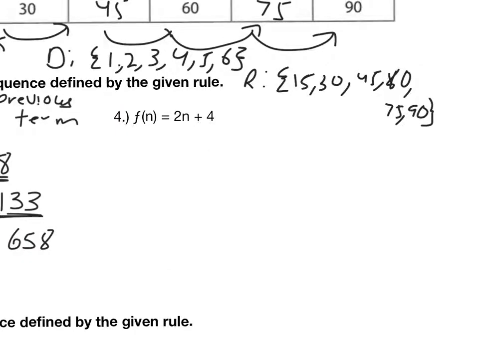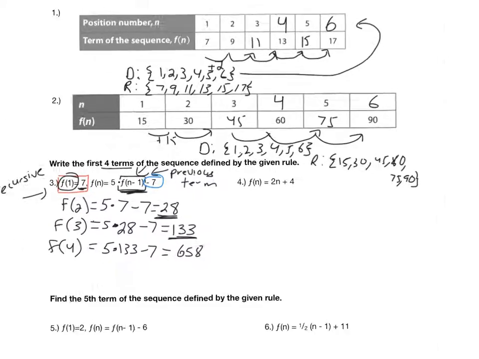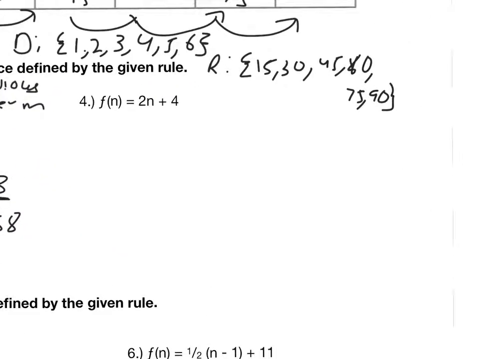Now this doesn't have f of n minus 1, so this is just an explicit rule. So if it was asking us for the 4th term, with explicits, we could just plug in 4, right? But it's not asking us for the 4th term. It's asking us for the first 4 terms. So even though this is explicit, we're still going to have to find f of 1, f of 2. We're going to have to find all of the first 4 terms, right?